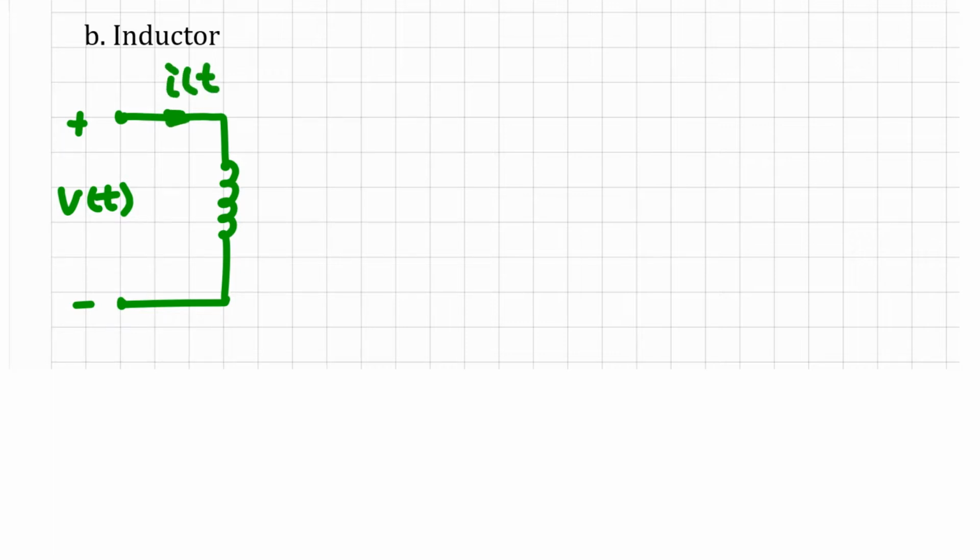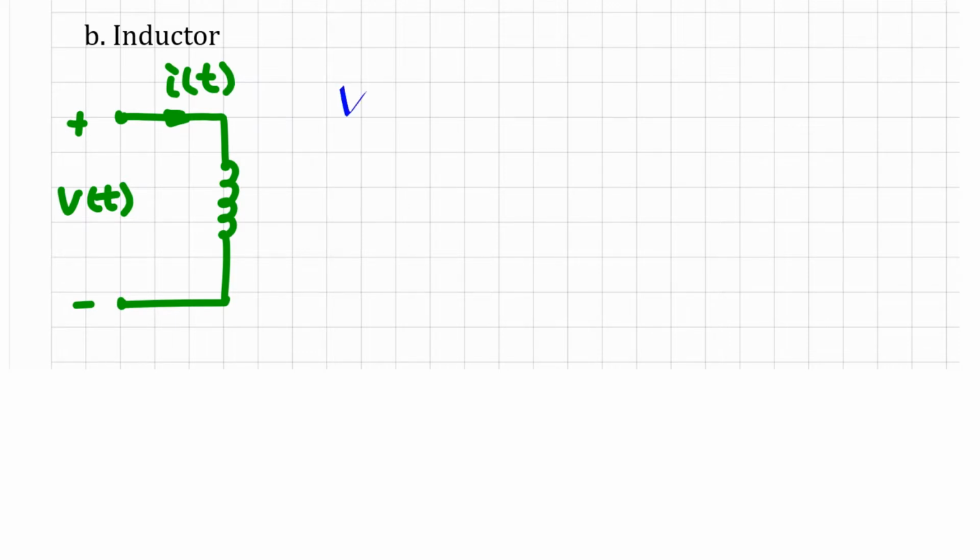Now let's look at the inductor. We have an inductor here, and we apply voltage v(t), and we have current going through the inductor. We wish to establish the relationship between the voltage and current.